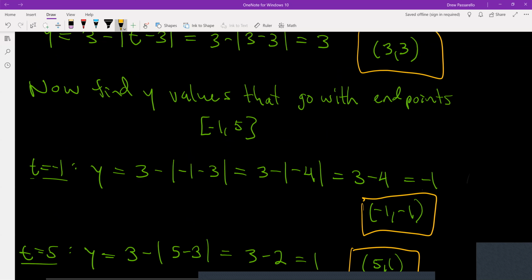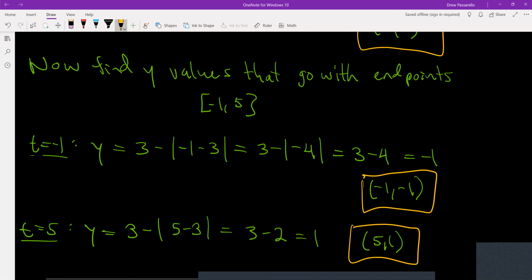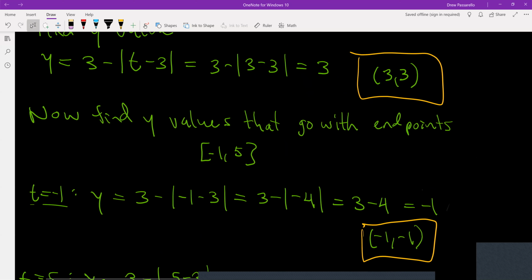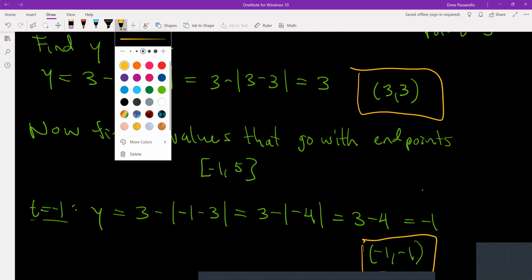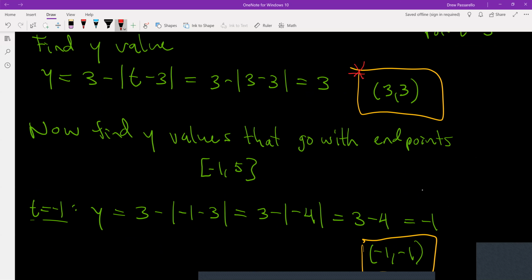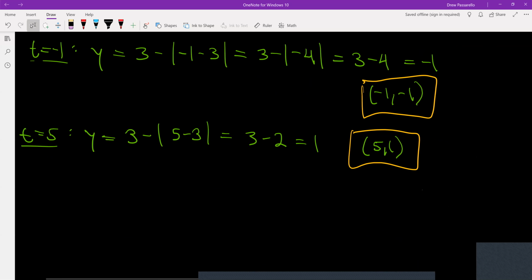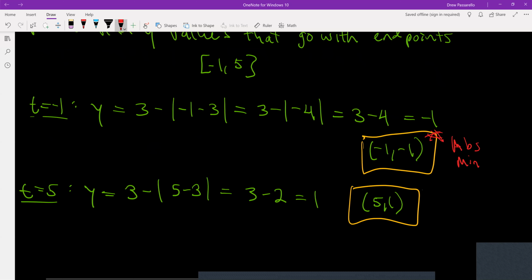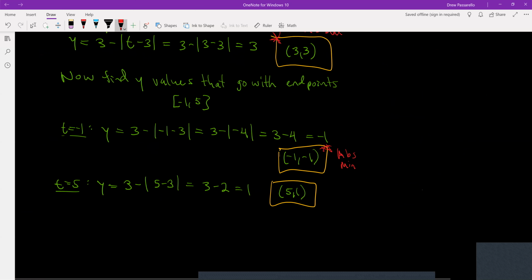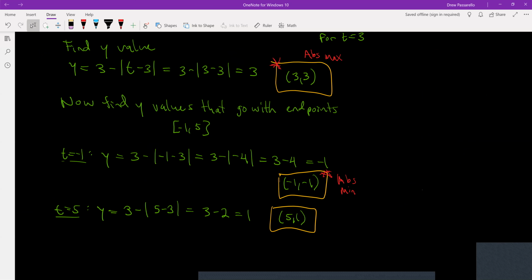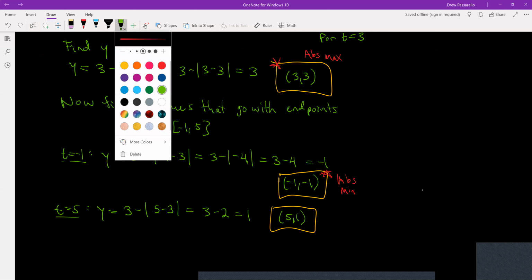All right, so comparing all of these, so we have 3, 3, -1, -1, and 5, 1. Our 3, 3 point has the highest y coordinate, so this would be the absolute max. And the one that has -1 for the y coordinate, this is going to be the absolute min. All right, so that's pretty much it for that one. 3, 3 and -1, -1 are the extrema. Now the last problem is number 39.